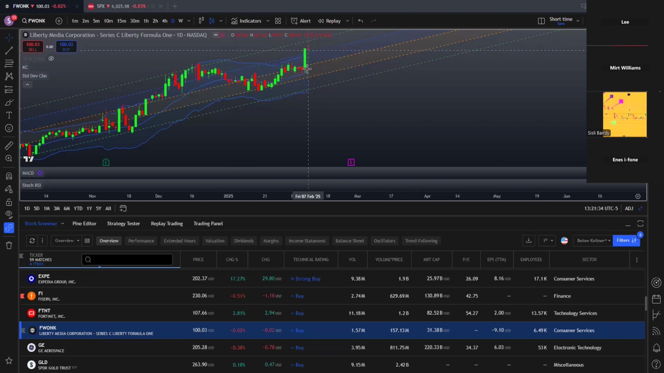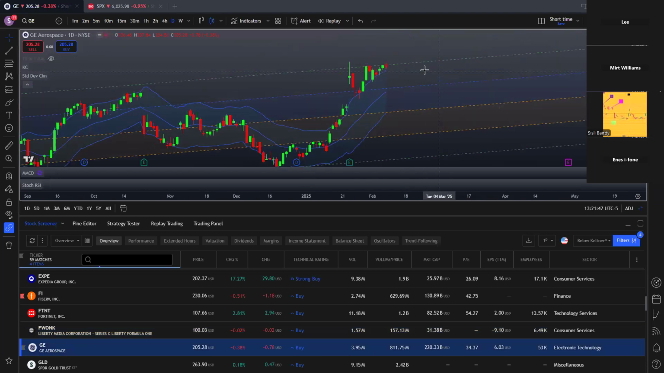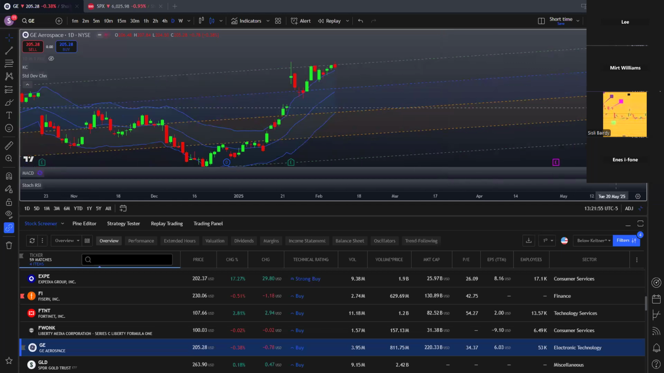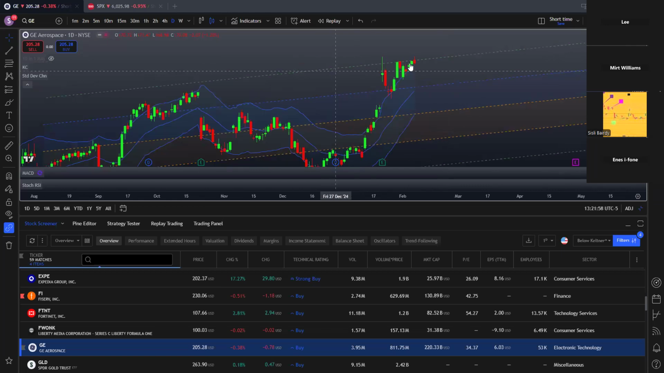This one right here, I like this one too. I want to see what happens with this one. GE Aerospace. Here we go. This is giving me a vibe that it wants to come back down. I like it. We couldn't hold above the previous candle. We had a standard deviation too. I would like to see this come back down. That's GE.